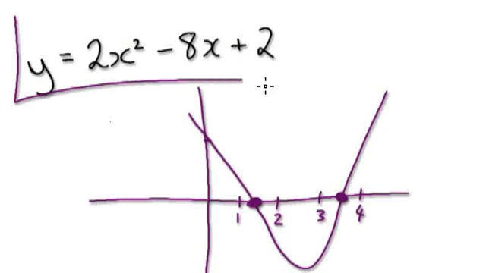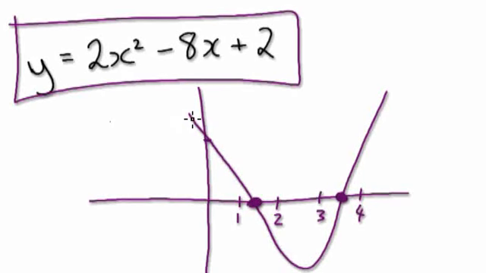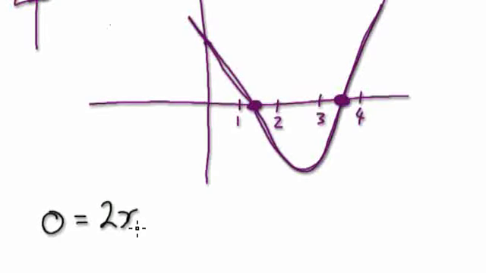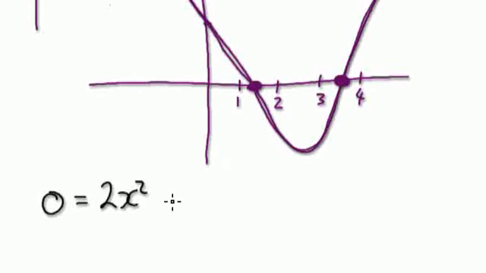If you've been given this graph here, this represents all the points on this line. Now, at this point here, the y value will be 0. At this point here, the y value will also be 0. So what you do is put the 0 into the y here. So this equation becomes 0 equals 2x squared minus 8x plus 2.